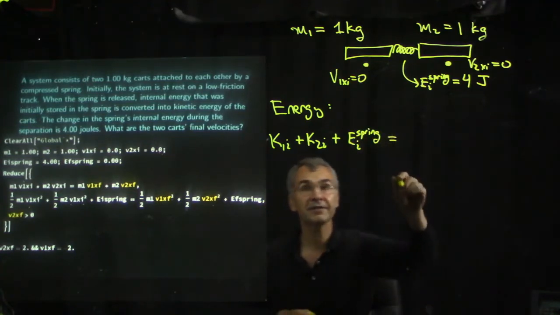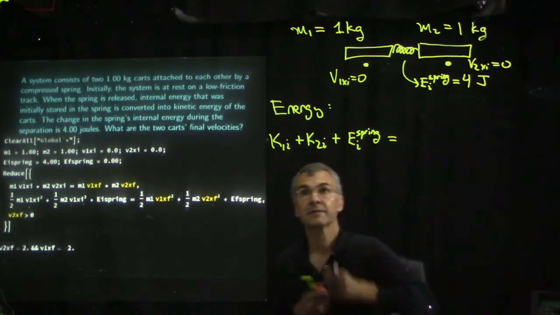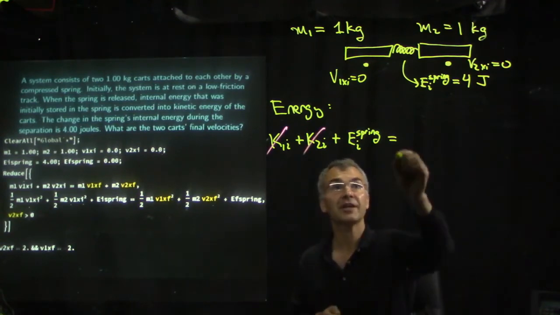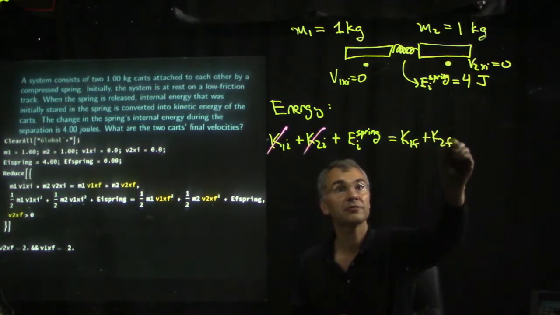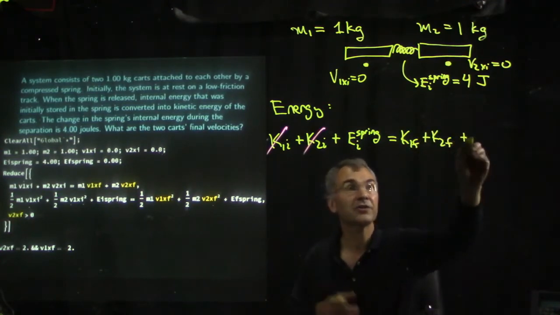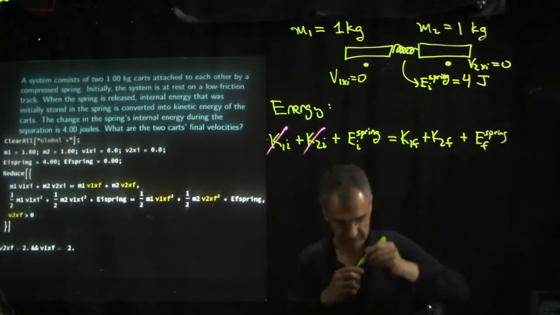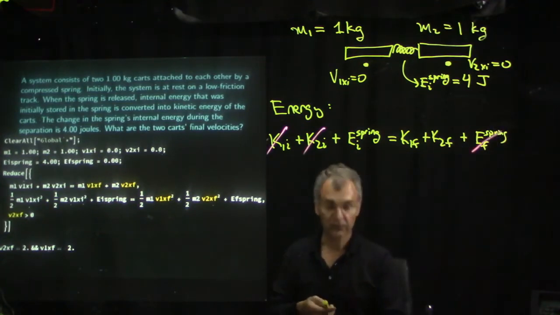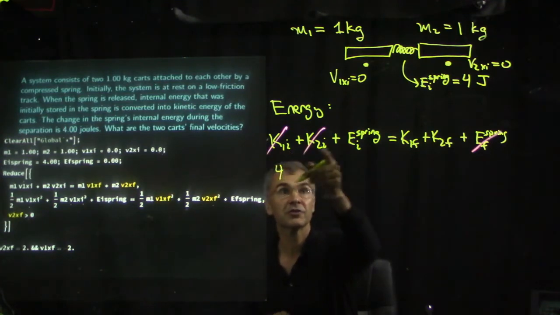And then in the final state, this is going to be 0. And this is going to be 0. And then in the final state, we have K1F plus K2F, and there's no energy left in the spring. So E final spring will be 0. Okay, so then we can say this is 0 plus 4 joules.